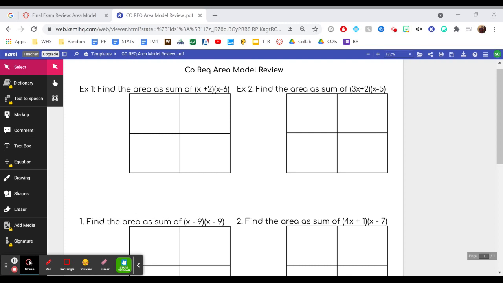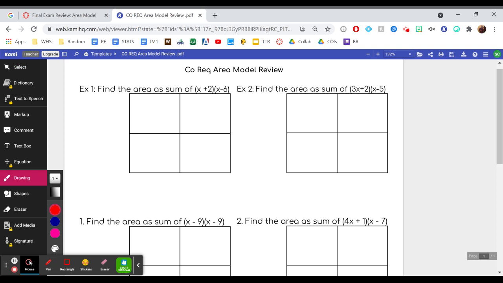Okay, so here we're going to review how to do the area model. That is a concept that we learned a couple weeks ago. And the first example says find the area as a sum of the product x plus 2 and x minus 6. So they're giving us the area as a product here. Now they want us to find the area as a sum.